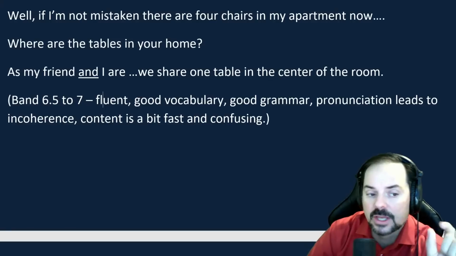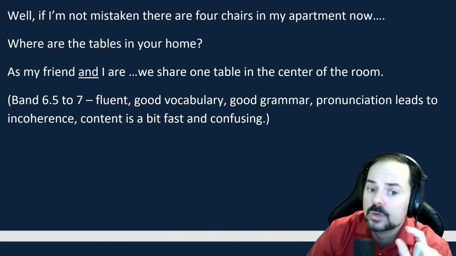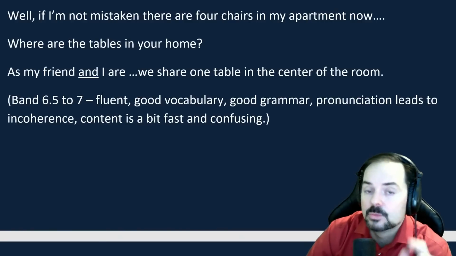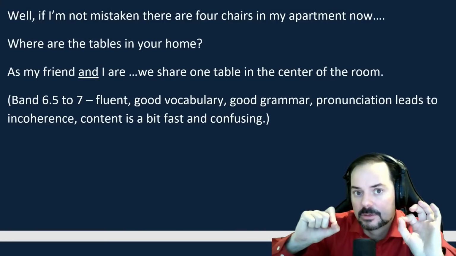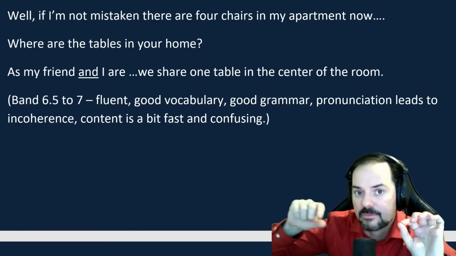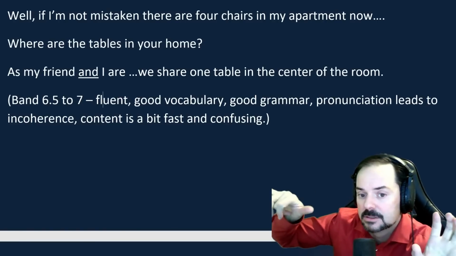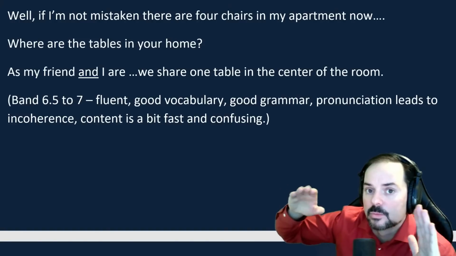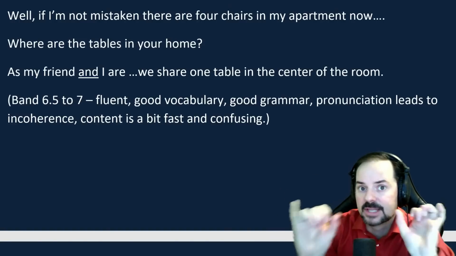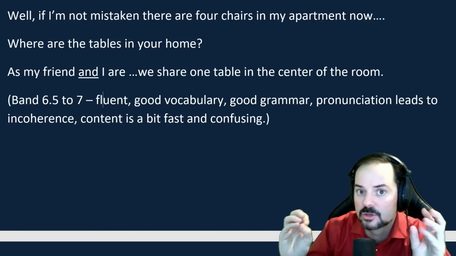Yes, sir. Okay, so like this. As my friend and I are both in university, we share one table in the center of the room because we don't have a lot of space in our apartment. So notice how I almost take like a little bit of a break, like almost like a comma break before the conjunction and because in my speaking. Okay. That helps the pronunciation because it makes it really clear for the listener that there's multiple sentence elements here and they don't lose it because one word is mispronounced or difficult to catch.